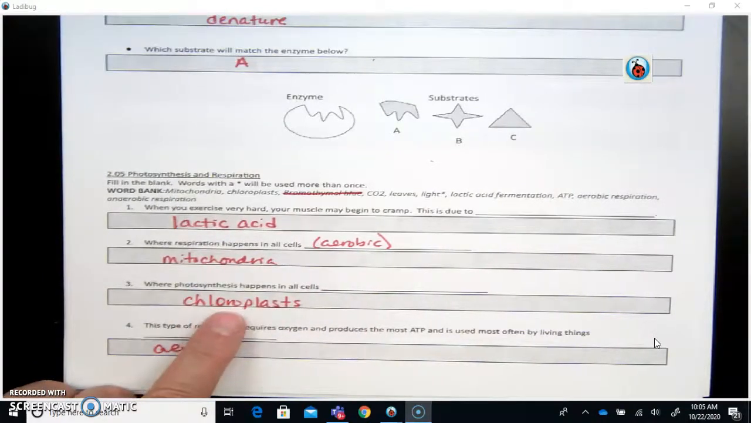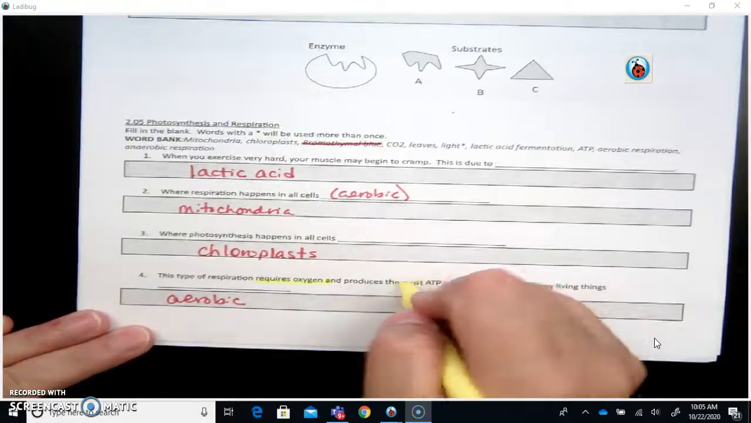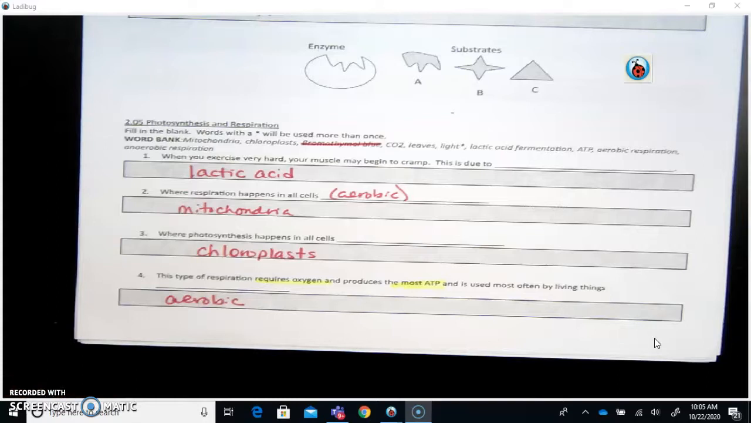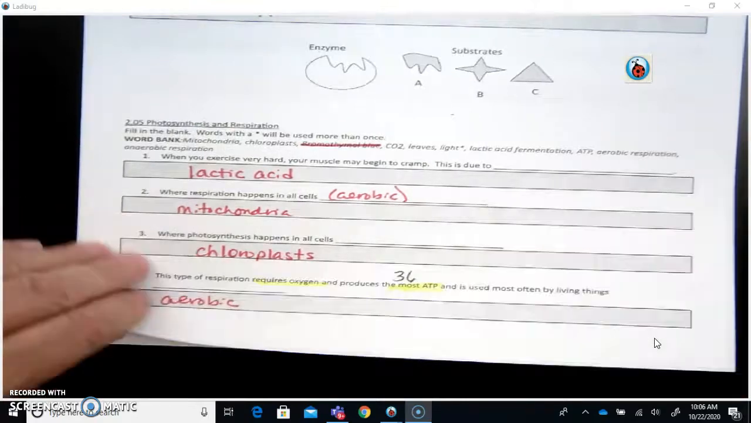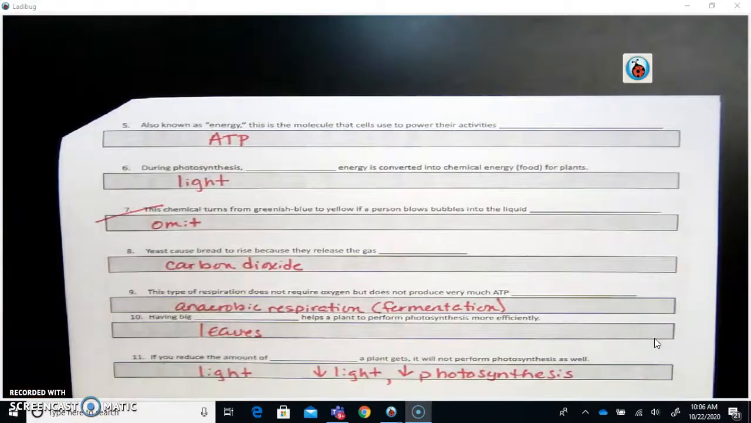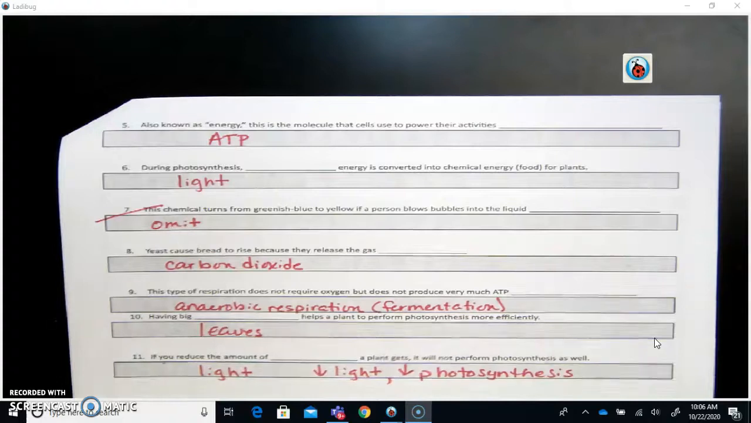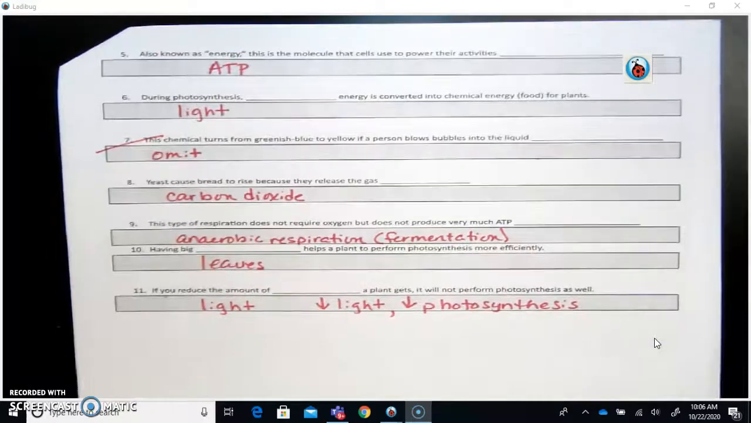Where photosynthesis happens in cells, chloroplast. This type of respiration requires oxygen and produces the most ATP at 36 ATPs. That's going to be aerobic respiration. Number five, also known as energy. This is the molecule that cells use to power their activities. ATP is usable cell energy. During photosynthesis, light energy is converted into chemical energy, food for plants. Number seven, don't worry about that, that's omitted.